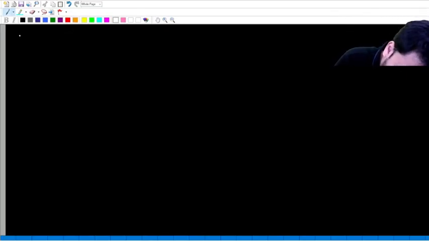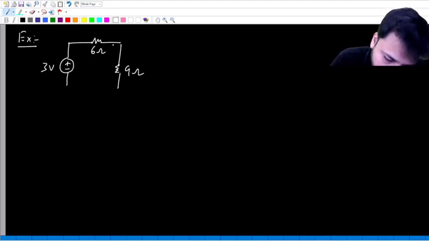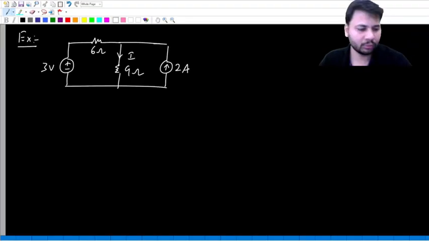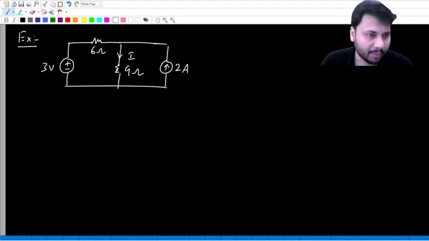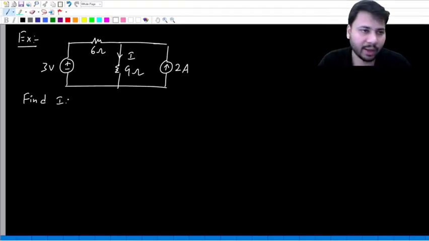So let's say we have a simple circuit. Three volts, 6 ohms. This is a 9 ohm resistor. Let the current through 9 ohms be some I. Let this be another current source of value 2 amperes, okay. Let's say we want to find I in this given circuit.